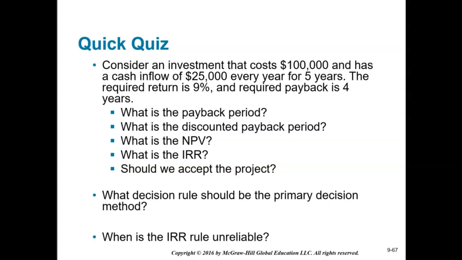discounted cash flow table which we have done in the Excel sheet, right? And you can use the NPV and IRR using the financial calculator. Please show me the steps which you are using for the financial calculator. Then summarize your discussion of which project you are going to accept based on each of these decision criteria. Finally, give me what decision rule should be the primary decision method and when the IRR rule is unreliable. So that's it from my side on this chapter.